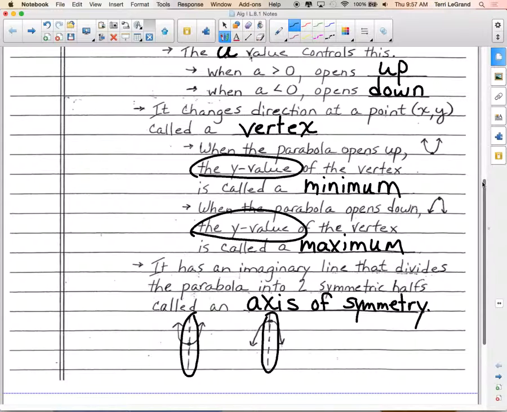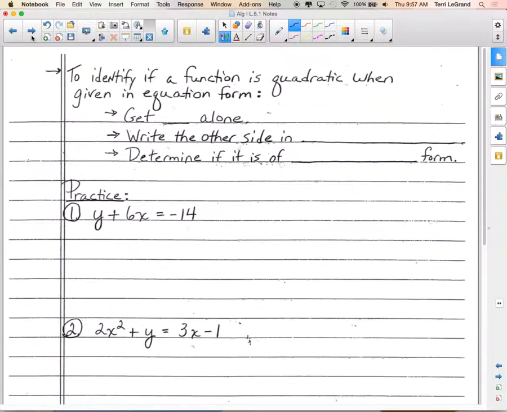Okay, then let's go to the back side and let's start talking about how we can identify quadratic functions if we don't have a graph. What if we don't want to graph them? So to identify if a function is quadratic when given in equation form, the first thing you need to do is get the y alone. It needs to be set equal to y, just like we talked about slope-intercept form for linear functions. We want it set equal to y. We basically then want it written in standard form. So we're going to get the other side put in standard form.